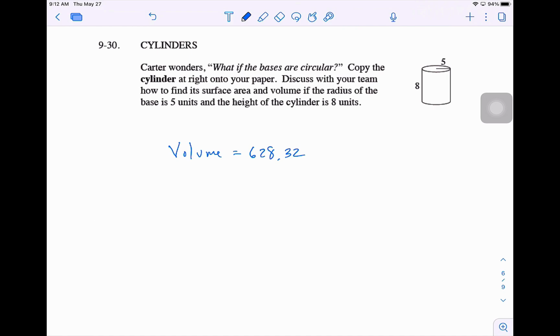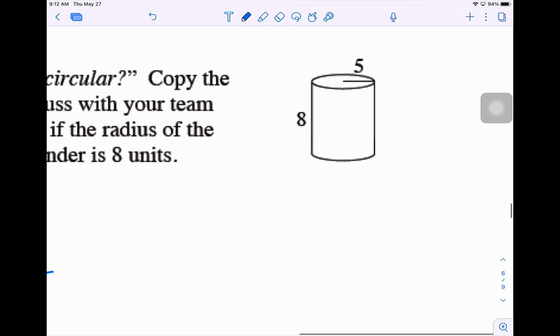I found the area of the circles. Yep, for the base. And then I multiplied it by 8. Same exact idea as when you had the triangle: found the area of the triangle, multiplied by the height. When it was a hexagon, found the area of the hexagon times the height. Same thing here. Area of the circle, pi times the radius squared. So pi times 5 squared times the height. The only difference is we're stacking circles now instead of hexagons or triangles or rectangles. It is the exact same idea.